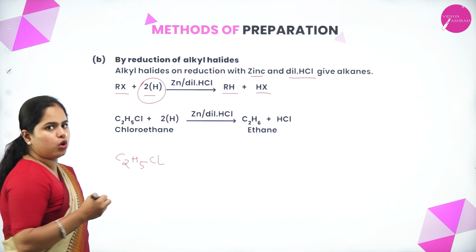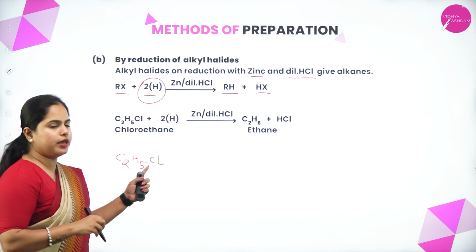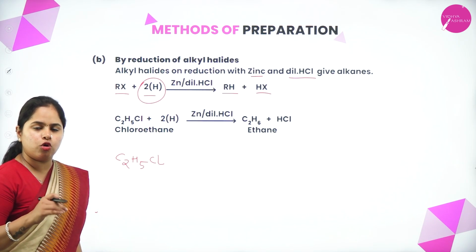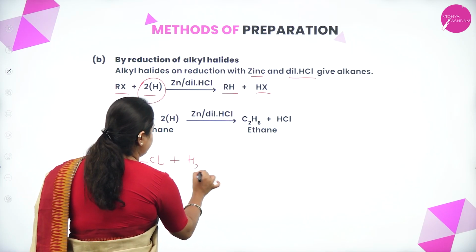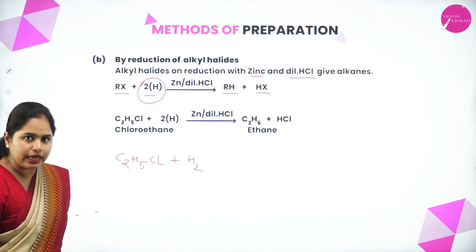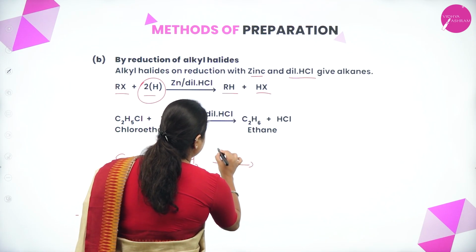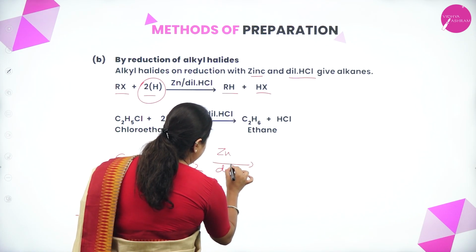C2H5Cl, that is chloroethane, right? The alkyl group here is the ethyl group. So it is called chloroethane or ethyl chloride. It is going to react with hydrogen. We are going to reduce it, meaning we are going to add hydrogen in the presence of zinc and dilute HCl.